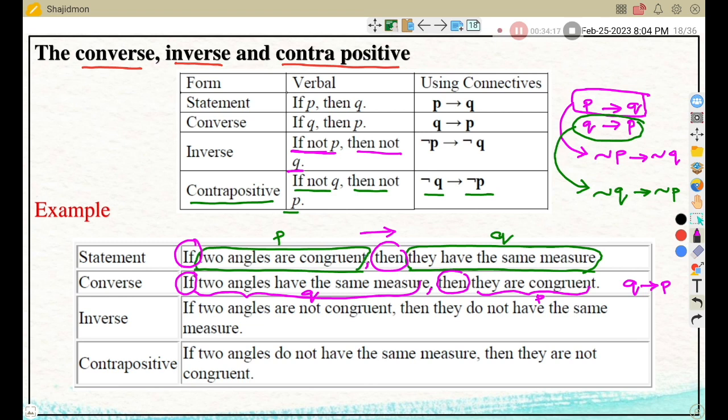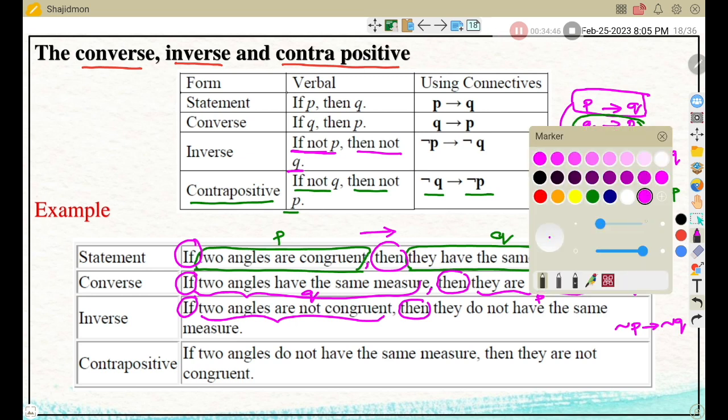Now the inverse of that statement. What is inverse? I told you, negation of P implies negation of Q. Negation of P means the P statement with not, and the Q statement also with not. Implication, so how to write? First if, because the arrow mark is there, if and then should be there. Then negation of P. How to write negation of P? The opposite of the P statement: two angles are not congruent.